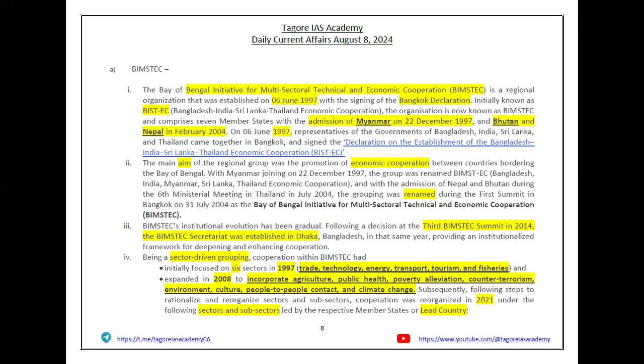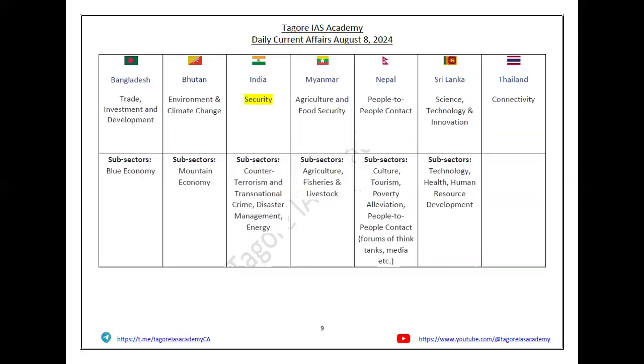Now, lead country, this can again be simply asked in a prelims as to which organization the lead country concept is related to. So now you know it is BIMSTEC. Now, what is lead country? There are certain sectors and subsectors which are given to the respective country for them to steer.